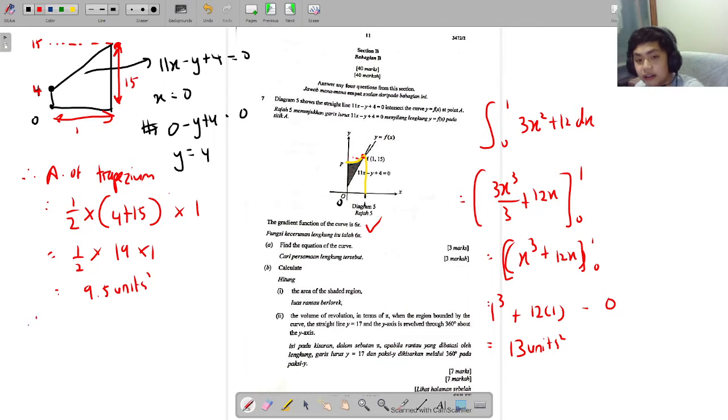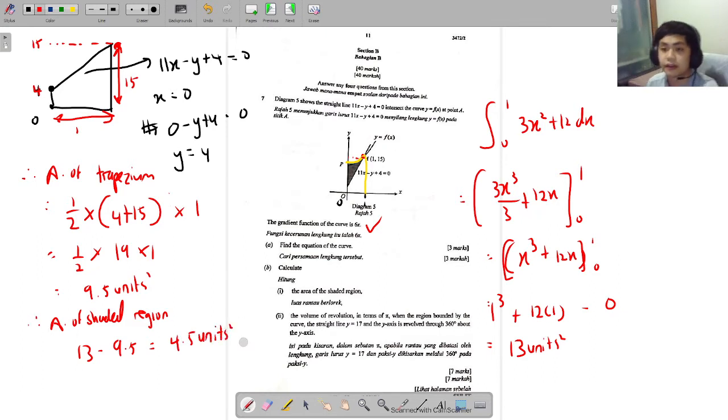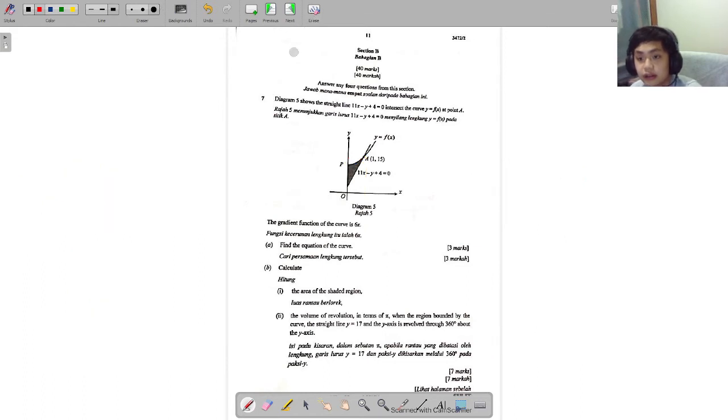So from here, the area of the shaded region is 13 minus 9.5, and that is 4.5 units squared. Right, and this is done. I'm just going to get rid of all this. Now, the volume of revolution in terms of pi, when the region bounded by the curve, the straight line y equals 17, and the y-axis is revolved through 360 degrees about the y-axis. So we are going to highlight what they told us. We have the curve here.